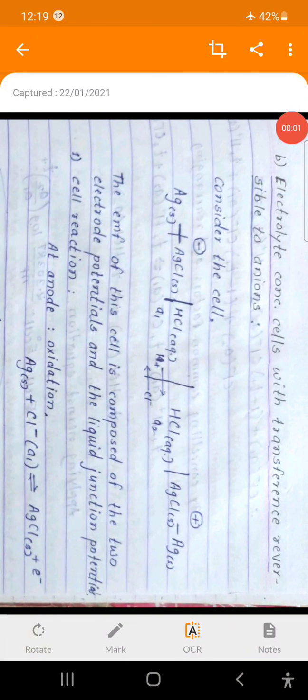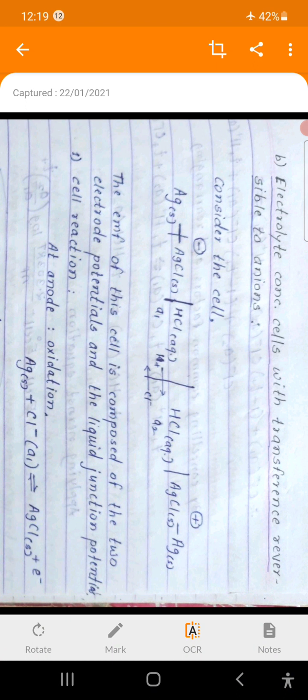Hello, we already explained electrolyte concentration cells with transference reversible to cations, which we completed, and now we discuss those reversible to anions. An example with reversible to anions is given here.